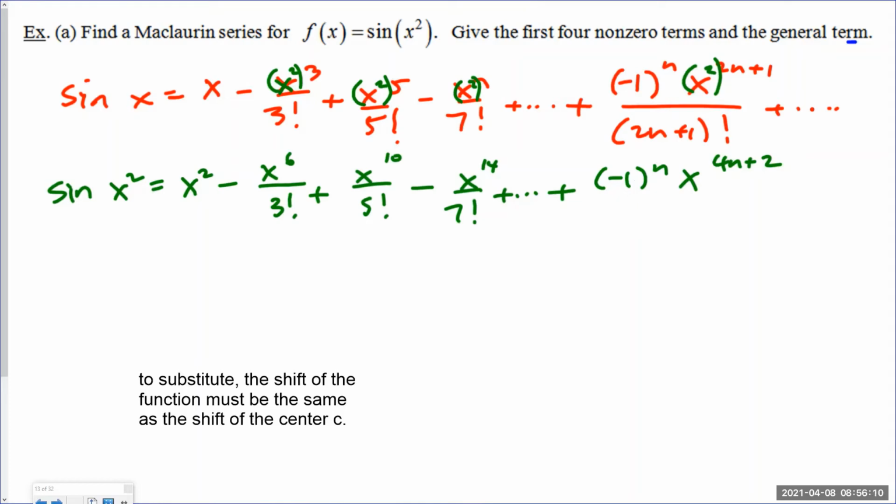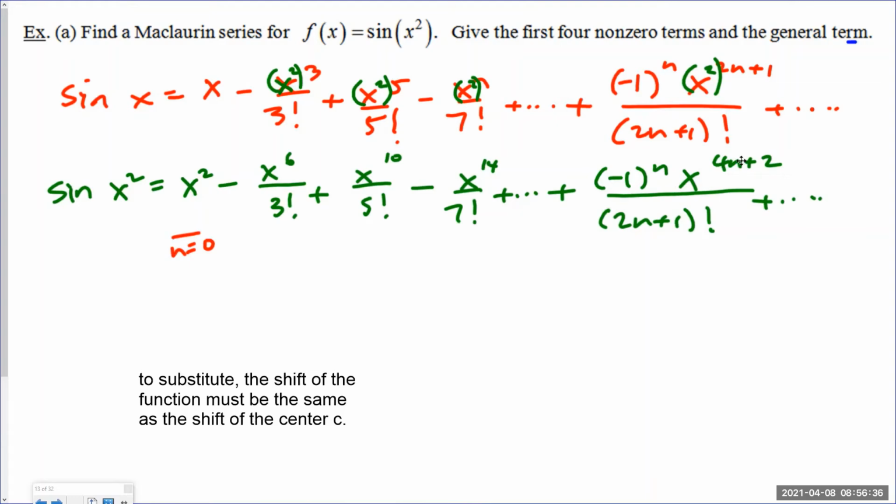Divided by, did I do anything with these denominators? No, so I'm just going to copy this 2n plus 1 factorial plus dot, dot, dot. And really you should go back and check to see if my general term works. If it doesn't, you can tweak it a little bit. But if I plug in 0, I think I do get this. This is n equals 0.